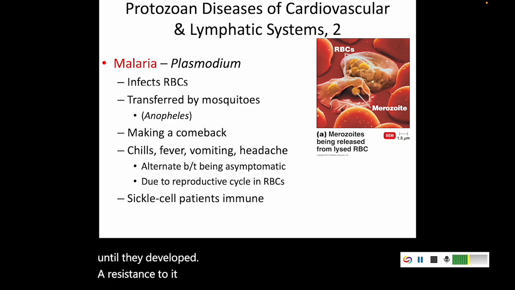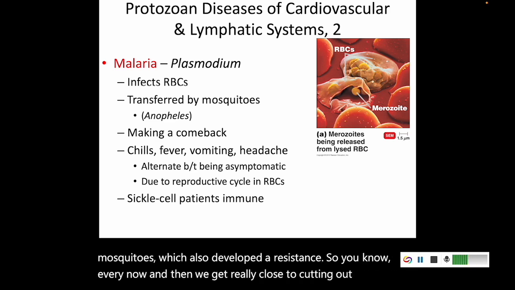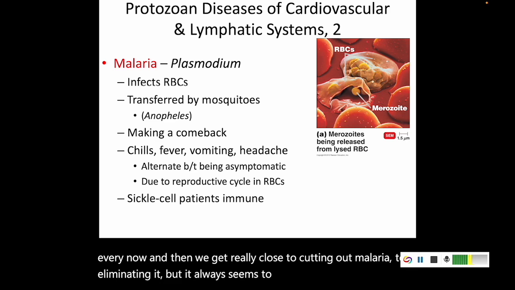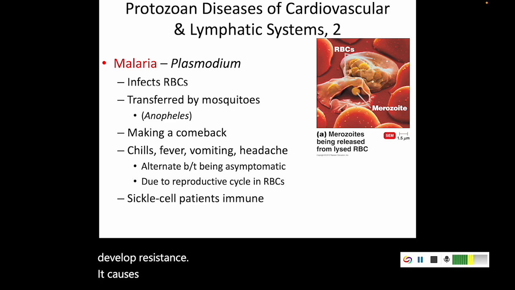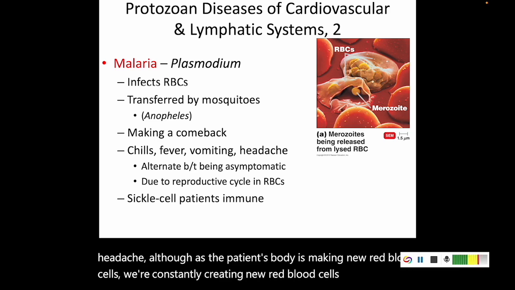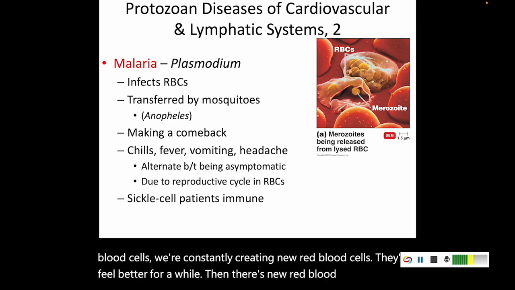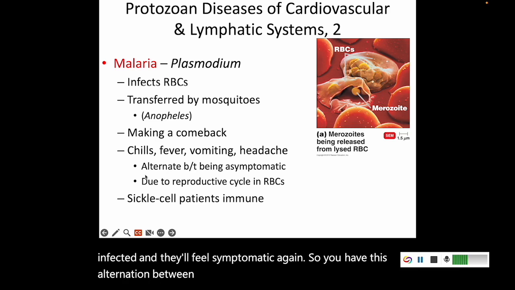There have been attempts to control the mosquitoes, which also developed a resistance. So, every now and then we get really close to cutting out malaria, to eliminating it, but it always seems to make a comeback and develop resistance. It causes kind of flu-like symptoms, chills, fever, vomiting, and headache. Although as the patient's body is making new red blood cells, we're constantly creating new red blood cells, they'll feel better for a while. Then those new red blood cells will get infected and they'll feel symptomatic again. So you have this alternation between feeling symptomatic and not.